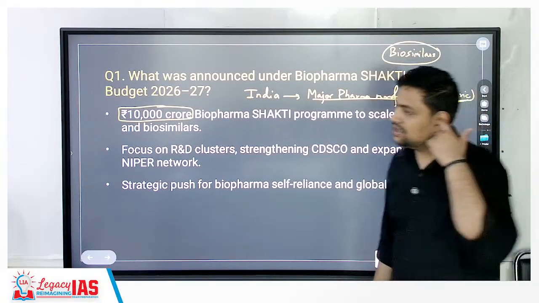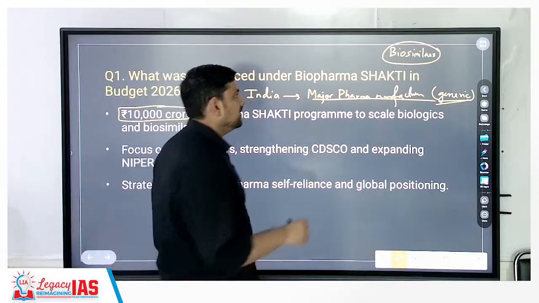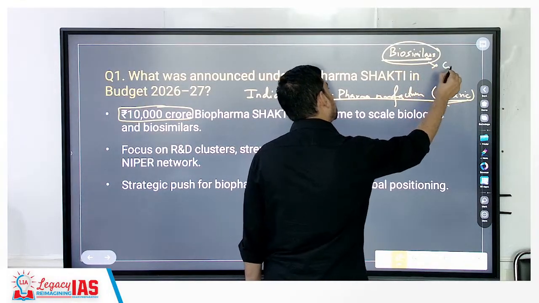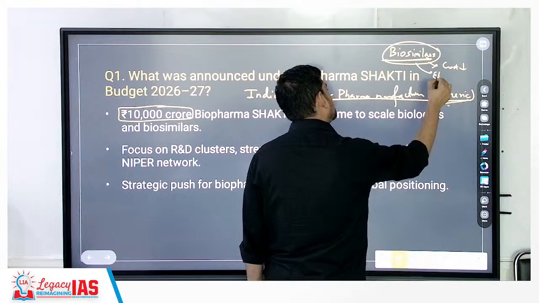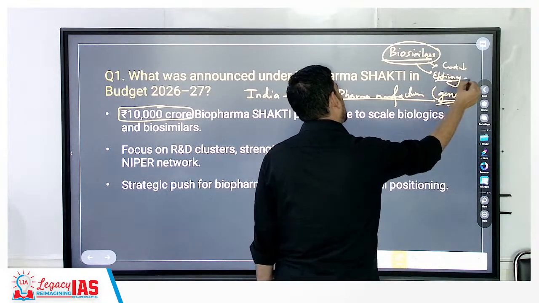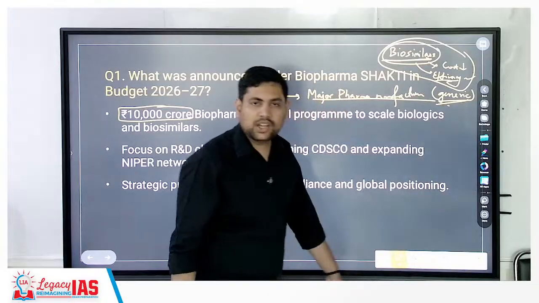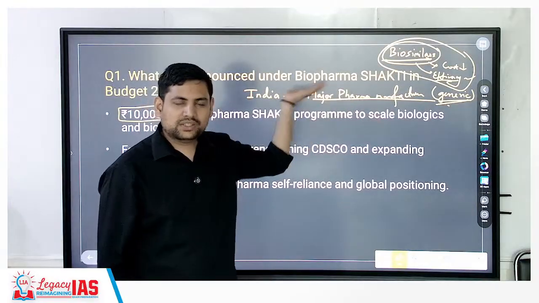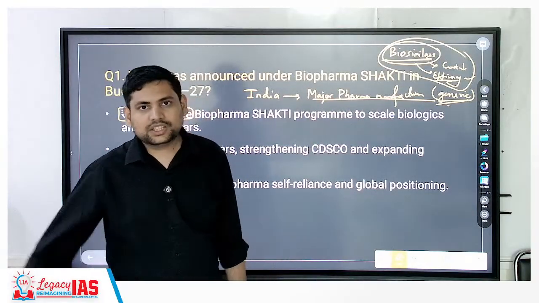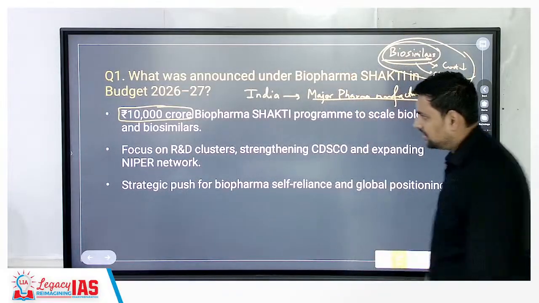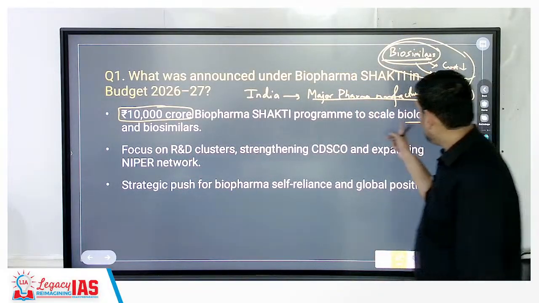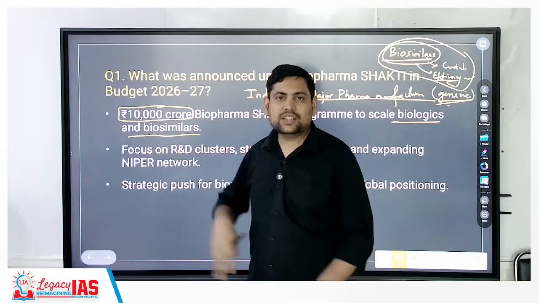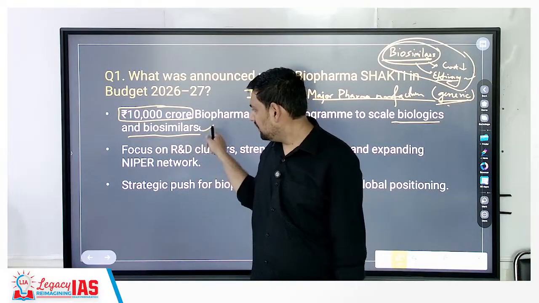That is, once the patent has expired, like you had the generic version here, we will make biosimilars at a much lower cost with similar efficacy, and from this again we can make a lot of money, or we can develop our own sector. Understood? So this is why the focus is this, and we are trying to develop it completely in India. Now, as you can see, 10,000 crore Biopharma Shakti to scale biologics and biosimilars. So biologics also we want to make, that is the original version of it, and then the main focus is biosimilars.